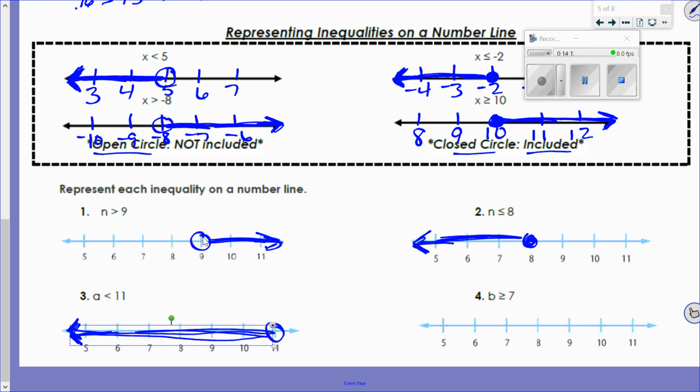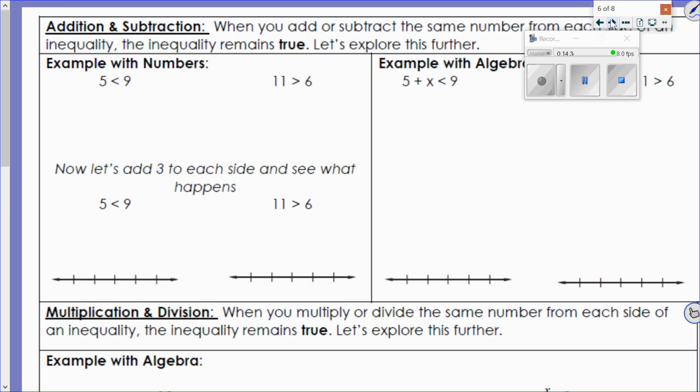Okay? Is 7 greater than or equal to 7? Yes, means it's closed. Is 6 greater than or equal to 7? No, means it goes the other way. Can you get it any easier, guys? No. Not really. Okay, go ahead and turn the page. Wait, you could just give us the answer.